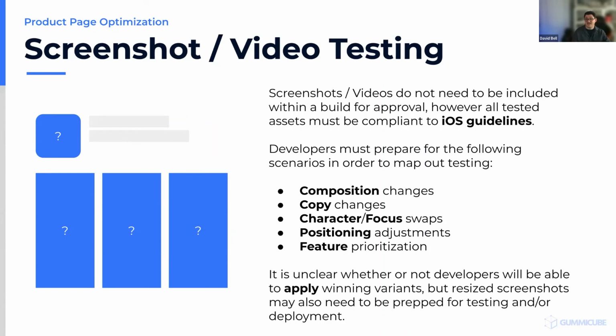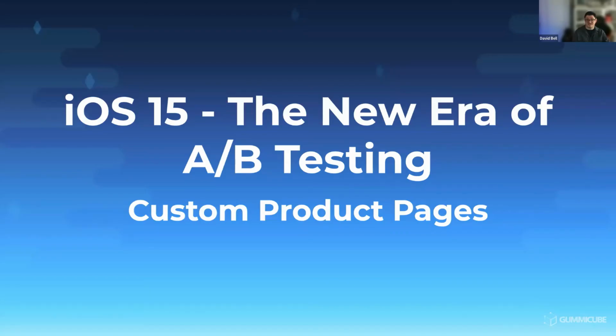However, all tested assets still need to be compliant with iOS guidelines. Developers, I think, need to prepare for a number of scenarios to map out testing, thinking about composition changes, copy changes. What are we going to focus on, whether from a feature or character perspective? And of course, how do we want to adjust positioning and how do we want to prioritize features inside of our assets? All of these things are aspects that we want to consider as part of iOS 15 testing.